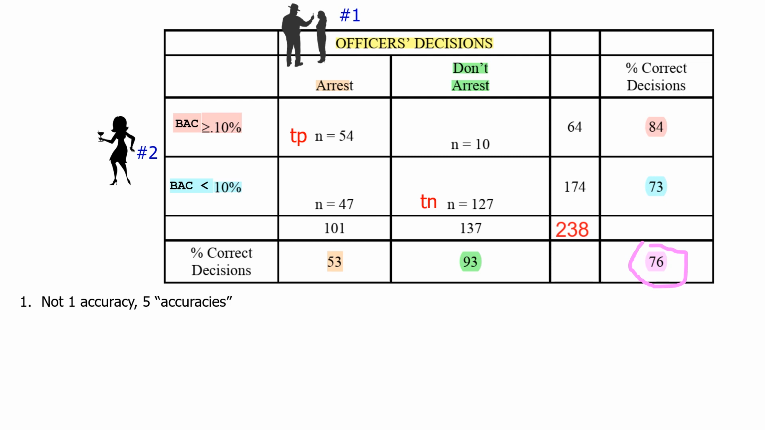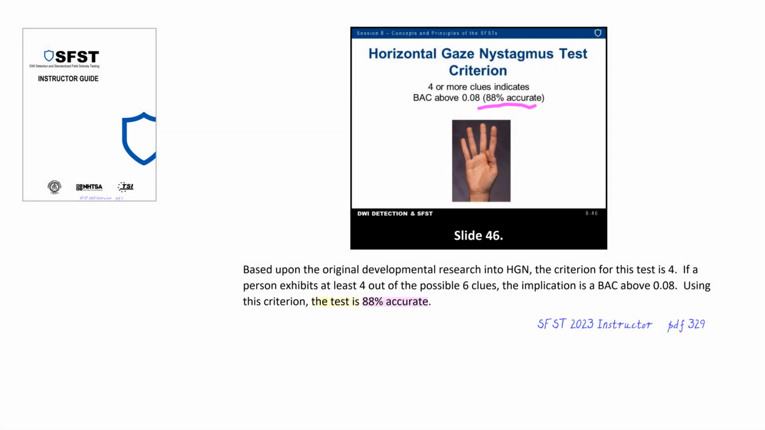It answers the question of all the tests done, how often was the answer correct? 54 plus 127 divided by 238 equals 76%. You saw this accuracy earlier. This is the accuracy NHTSA puts in the SFST training manual. Officers are told that the HGN test is 88% accurate. That's the pink overall accuracy.